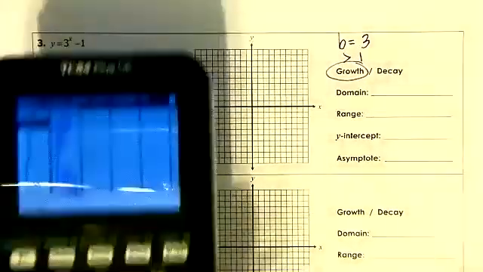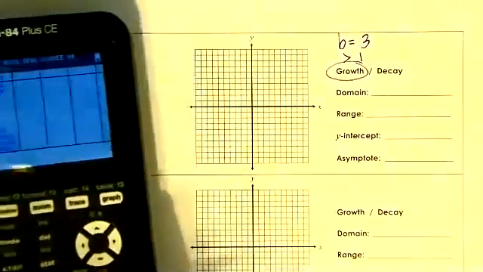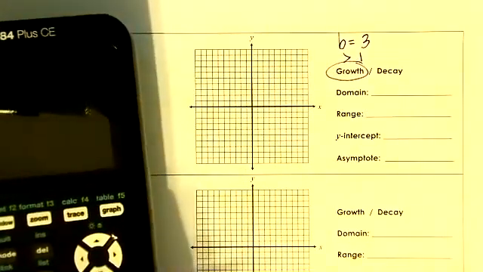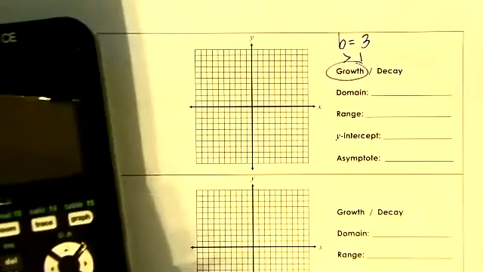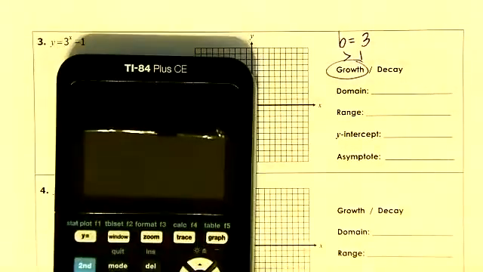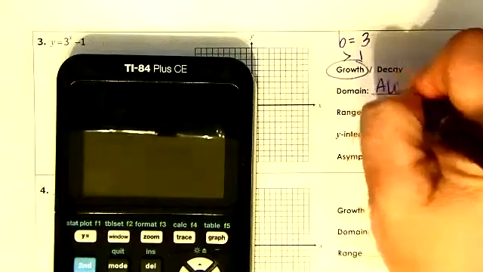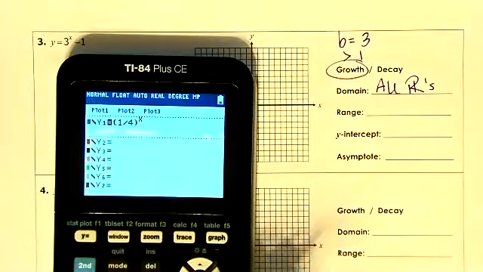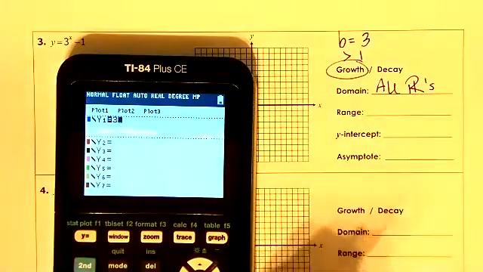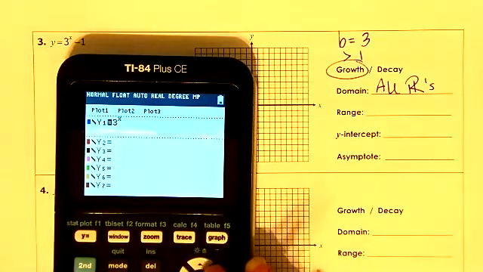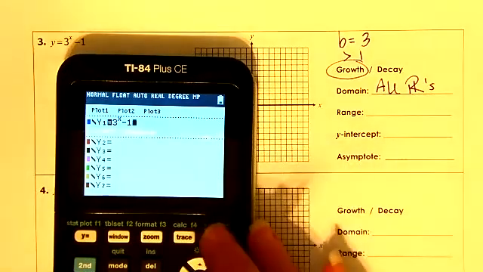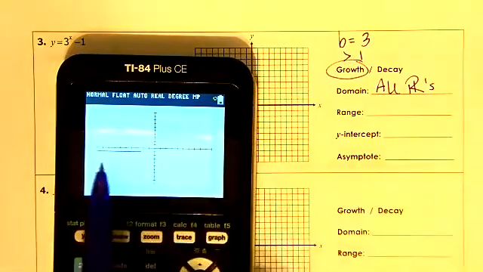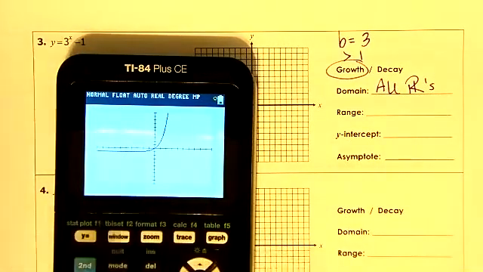Okay. And guys, for exponential functions, the domain's always going to be all real numbers unless it's an application problem where you have to think about what makes sense. So this is going to be all real numbers. Now we need to punch in our equation. Y equals, we clear this. So I have 3 raised to the x. Now I've got to make sure I arrow out of this so I'm not staying up in the exponent spot when I put -1. Now I want to graph it so I can kind of see what I'm looking at. Notice it is now below the x-axis.